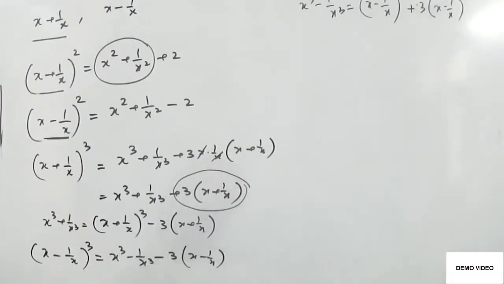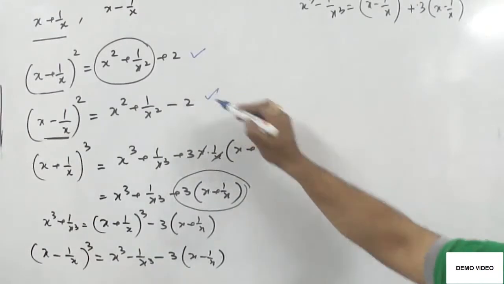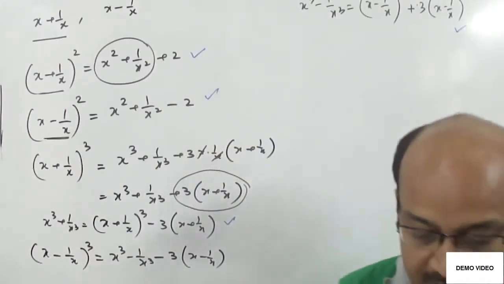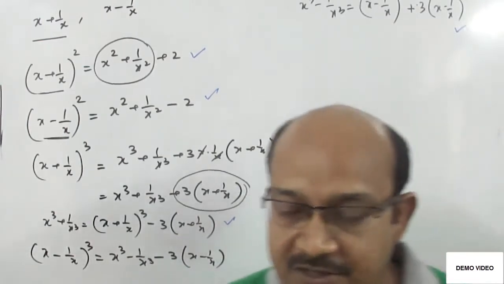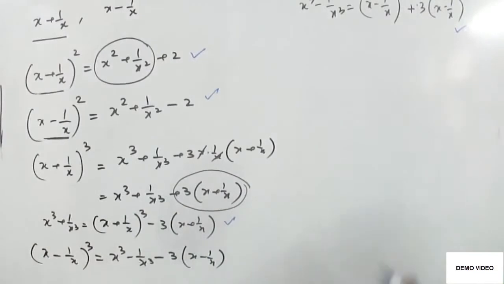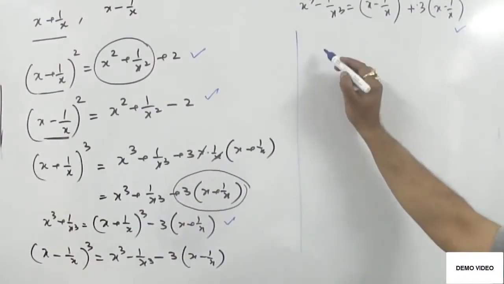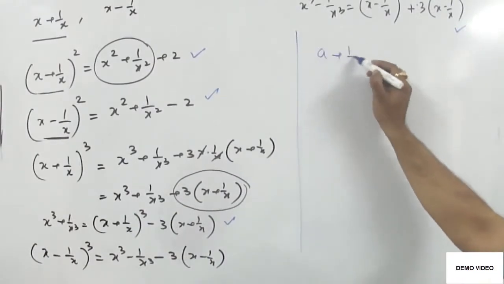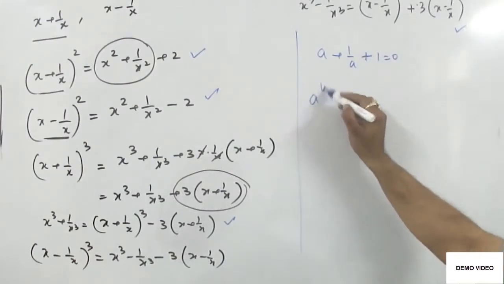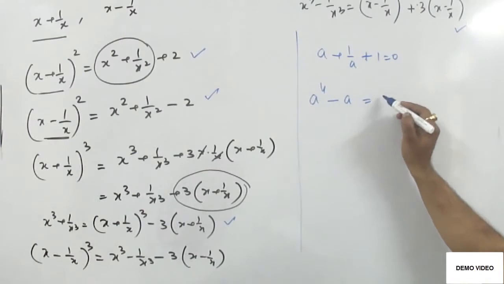Now, we are going to discuss some questions asked in the CGL examination. Question 1, which was asked in 2010. We are given a plus 1 upon a plus 1 is equal to 0, and we have to calculate the value of a to the power 4 minus a. This question was asked in the 2010 examination. Options are a) 0, b) 1, c) 2, d) minus 1.